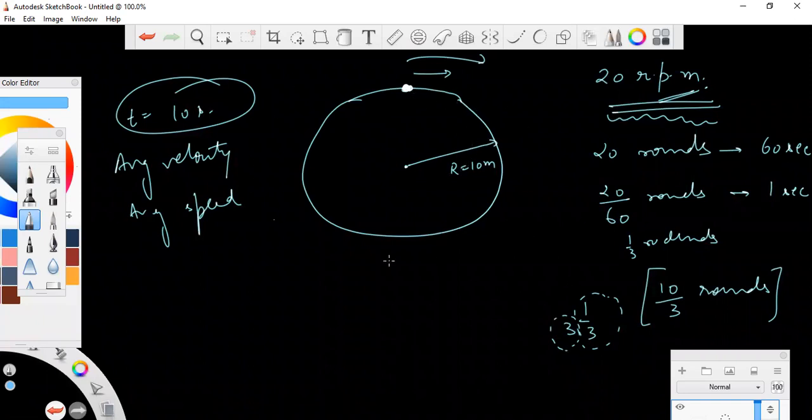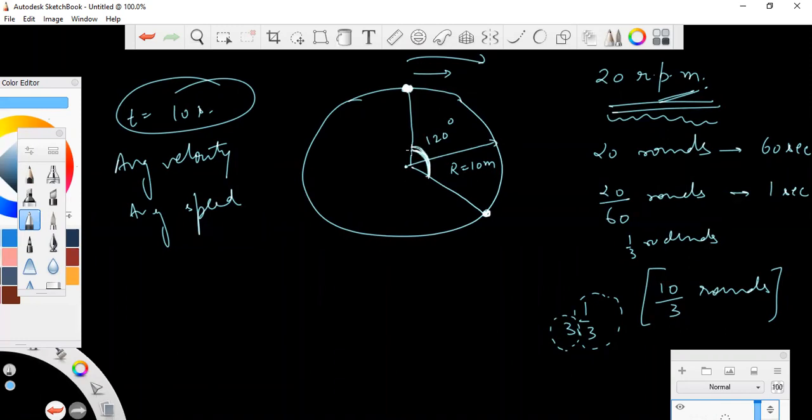So 3 complete rounds will bring you back to the same position. 1 round, 1 round, and 1 more round. After 3 complete rounds, you are again at the same point. After 1 by 3rd round, can I say you will be somewhere here and this angle will be 120? Do you understand that? Is that fine?